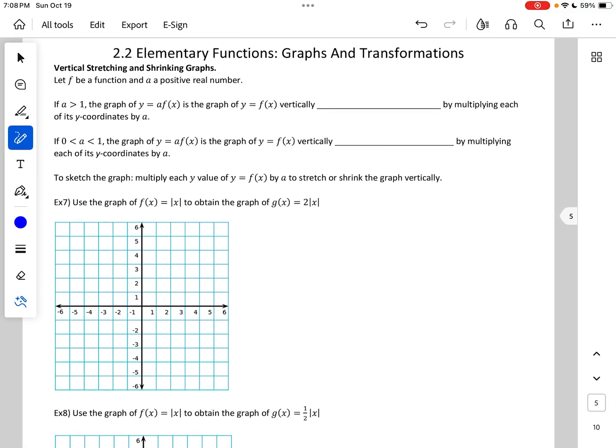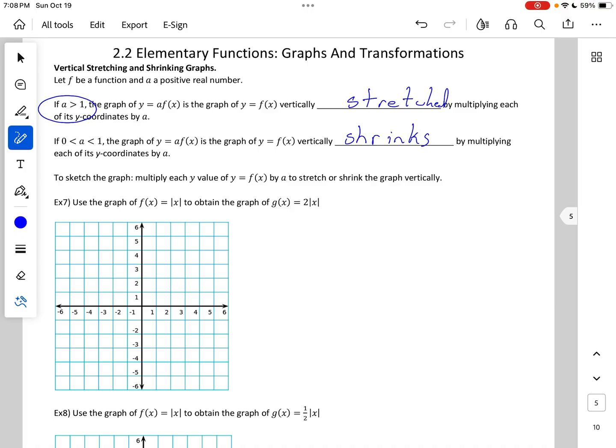All right, and then here we have our stretch or shrink. A on the outside affects things vertically, and if it's greater than 1, then it's vertically stretched. And if it's in between 0 and 1, it's vertically shrunk. Okay, so here, let's look at how we graph these.